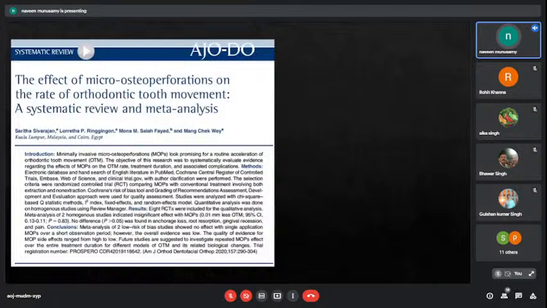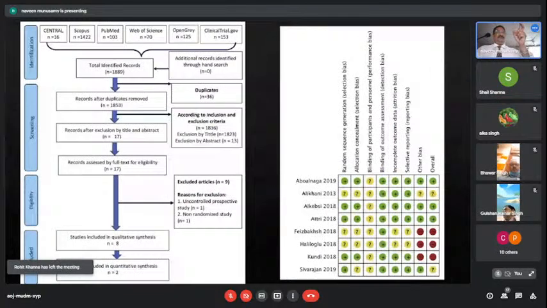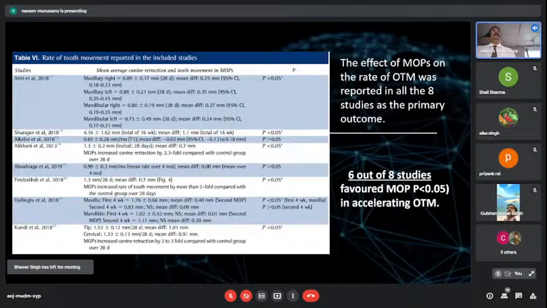They included 8 articles. Out of these 8 articles, 3 had a high risk of bias, 3 studies had a low risk of bias, and only 2 studies had a questionable bias. Out of these 8 studies, actually 6 studies favored that there is an effect of microosteoperforation on the rate of movement. But what was the problem with all these studies?